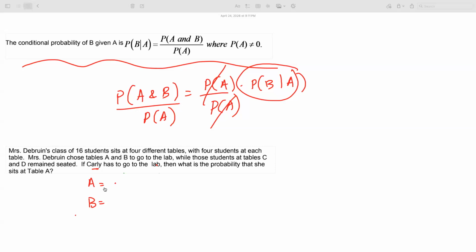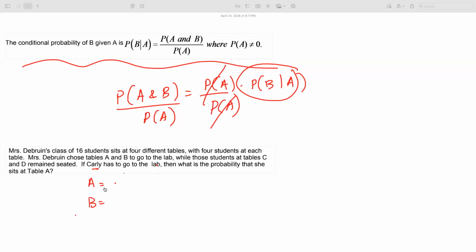Let's split it as events, right? Mrs. Debruin's class of 16 students sits at 4 different tables with 4 students at each table. Mrs. Debruin chooses tables A and B to go to the lab, while those students at tables C and D remain seated. If Clary has to go to the lab, then what is the probability that she sits at table A? So what has occurred first? She has to go to the lab, correct?